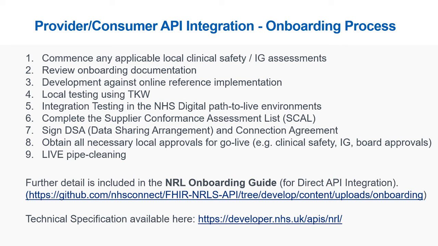Whilst you're doing that, you'll need to complete the Supplier Conformance Assessment List, the SCAL, sign the data sharing arrangement and connection agreement, obtain all necessary local approvals for Go Live, and then you move on to live pipe cleaning, which is simply a test using fictional patients in the live environment to ensure that your solution is functioning correctly before moving on to a bulk upload in the live environment. Further information is included on the NRL onboarding guide for direct API integration, available on our GitHub site and the link shown on the screen, alongside the technical specification.